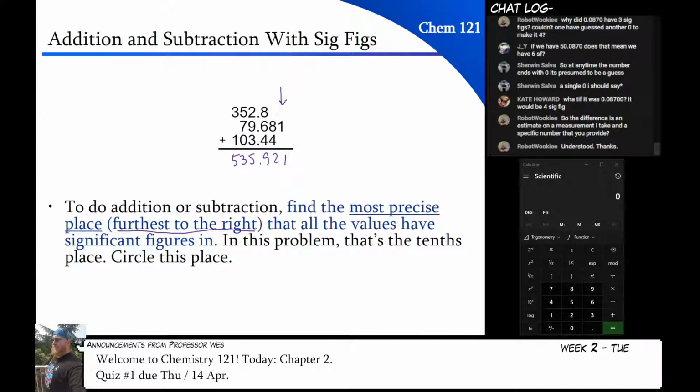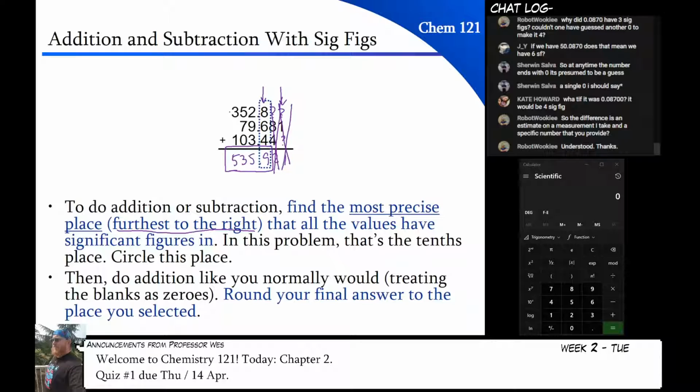In the thousandths place, are there question marks? If there are, we don't get to use that digit. In the hundredths place, are there question marks? There are. We don't get to use that digit. In the tenths place, are there question marks? There are not. We may keep that digit and everything past it. There is our answer. So I have circled the first position where there is a sig fig in every spot. There are no question marks. And then I'm going to round my answer to that spot.